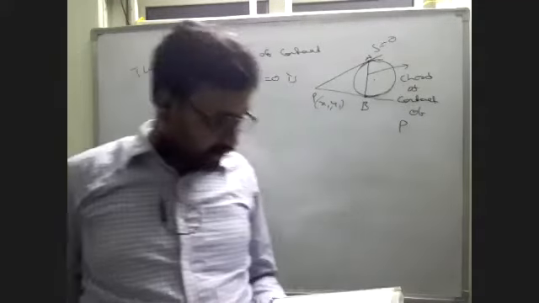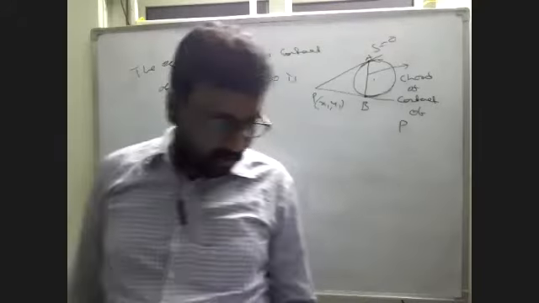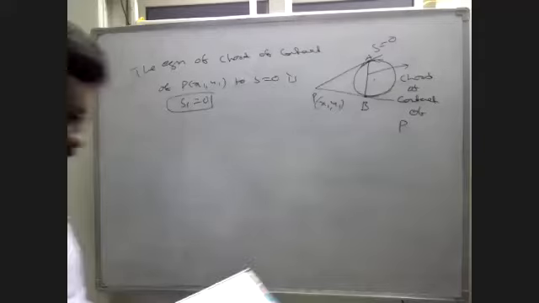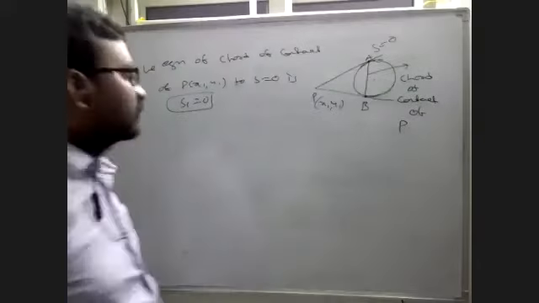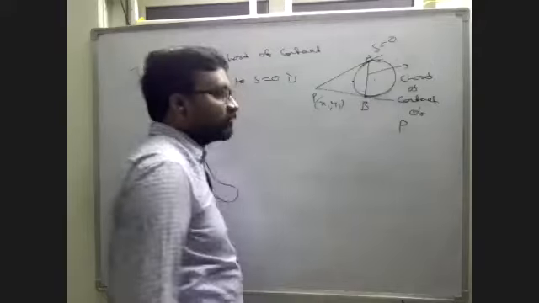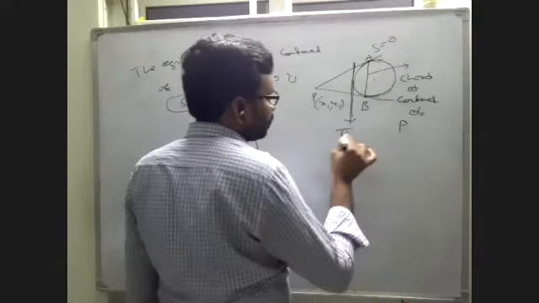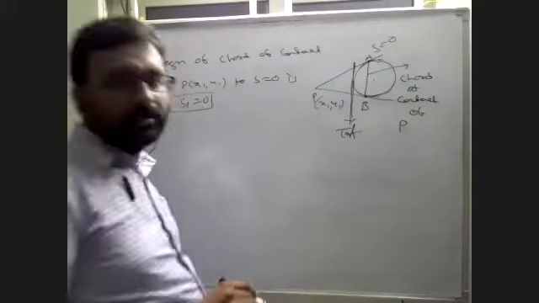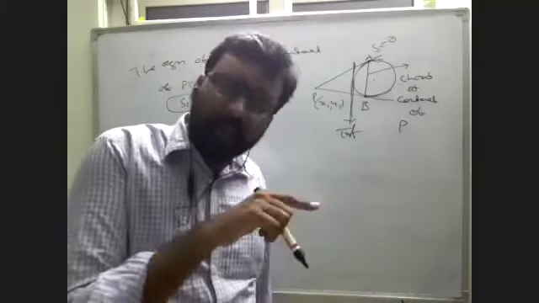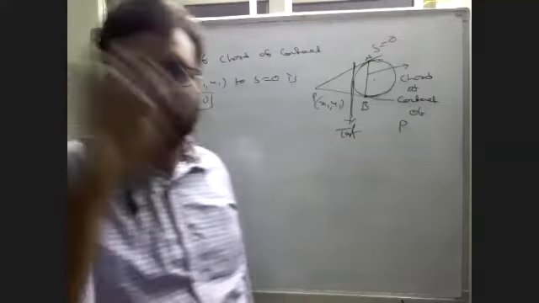So the chord of contact of P(x1, y1) with respect to the circle S equal to 0 is S1 equal to 0. And one more, the chord of contact of P becomes tangent at P when P lies on the circle. Take this P here, then what was the chord of contact is this. What is this then? Tangent. When the chord of contact is tangent to the circle, then that point P lies on the circle.